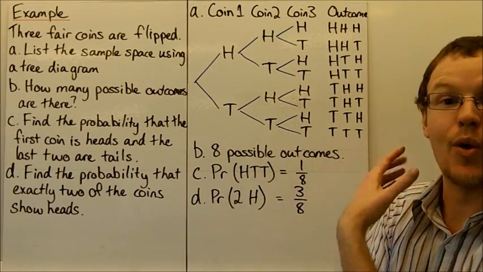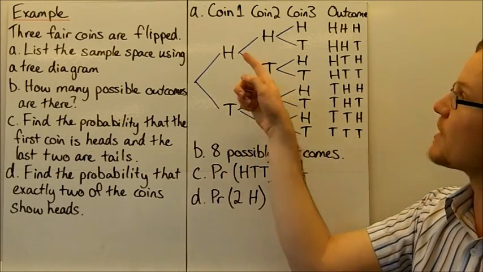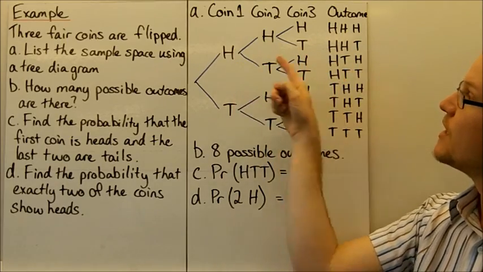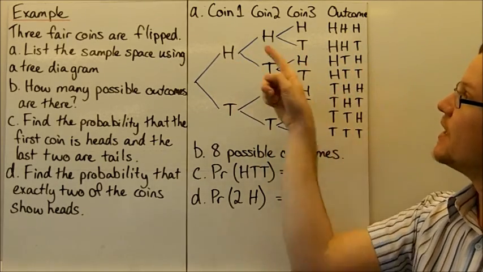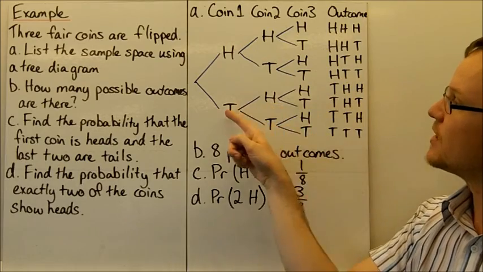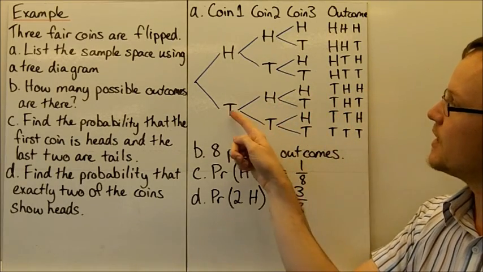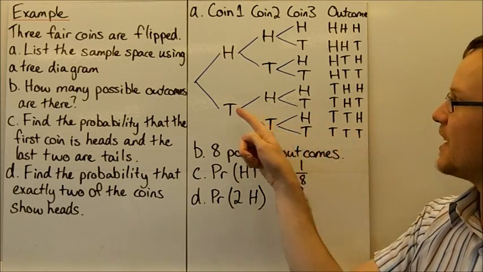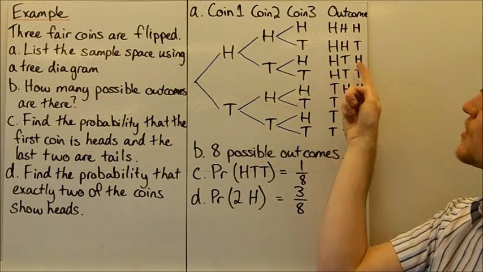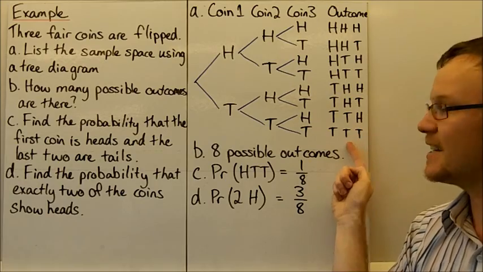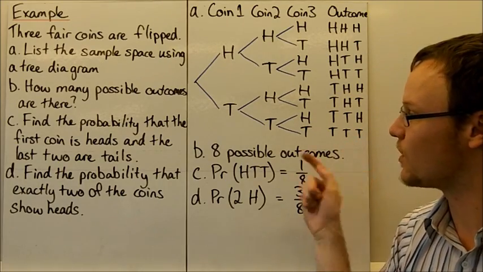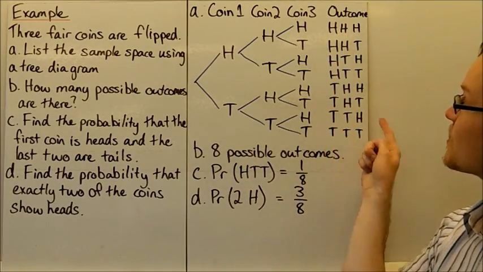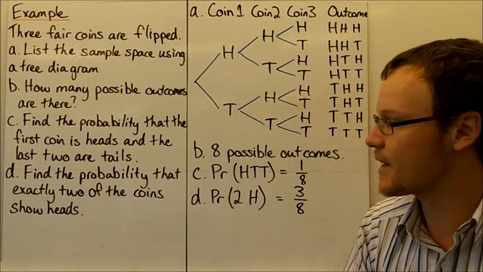This shows all of the possible outcomes. So we can see heads, heads, heads is a possible outcome. Heads, heads, tails; heads, tails, heads; heads, tails, tails; tails, heads, heads; tails, heads, tails; tails, tails, heads; and tails, tails, tails. So there are 1, 2, 3, 4, 5, 6, 7, 8 possible outcomes. So that's the total possible outcomes, and that is our sample space there, all of those outcomes.